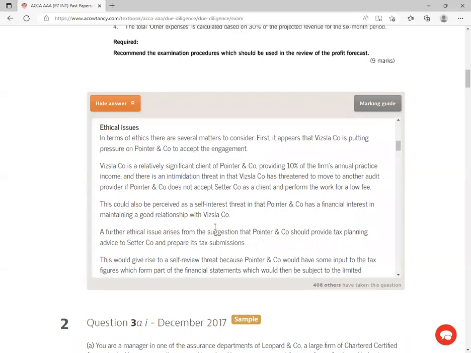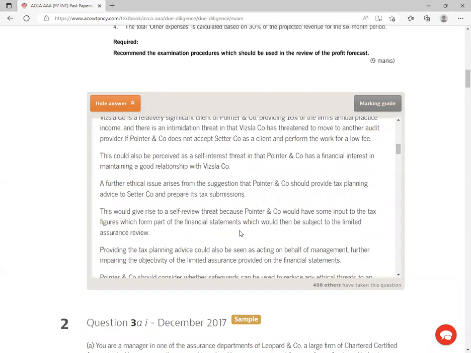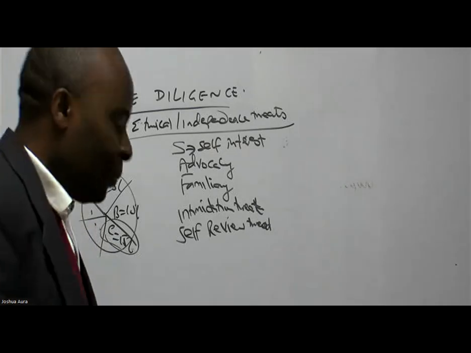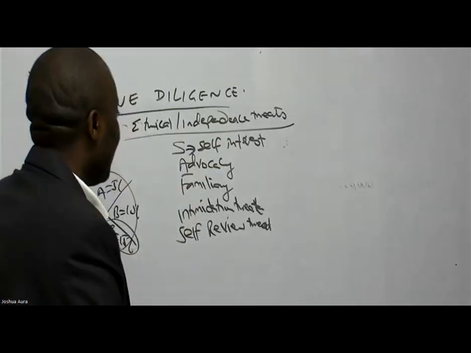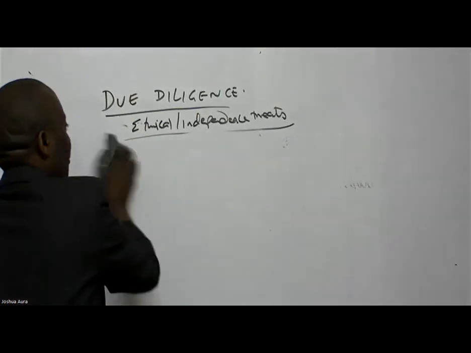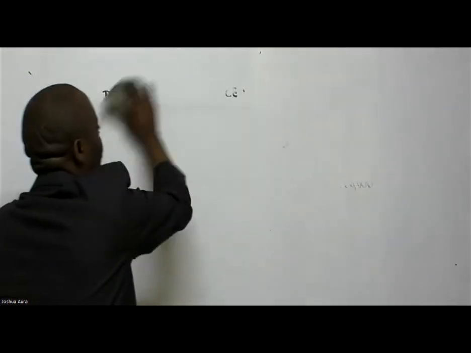A further ethical issue arises from the suggestion that Pointer and Company should provide tax planning advice to set up a company and prepare its tax submissions. This would give rise to what we call self-review. Self-review. Listen to me very well. Hey, you my good students, listen. These people want me to go ahead and prepare tax computations for this new client.